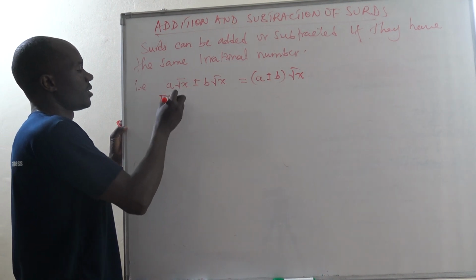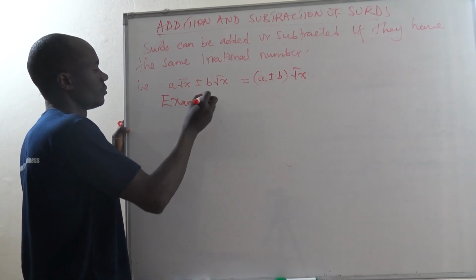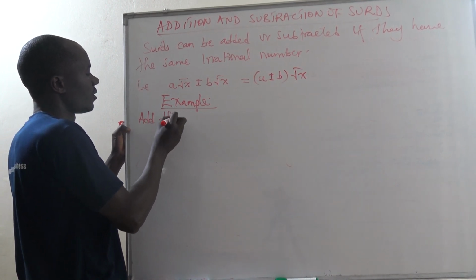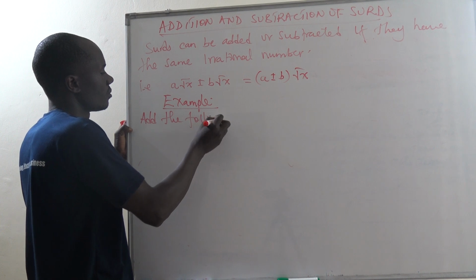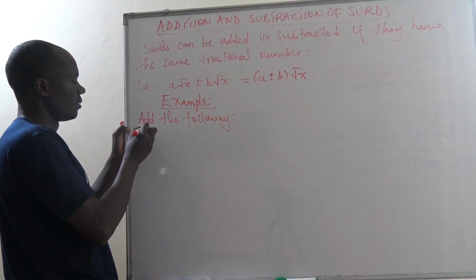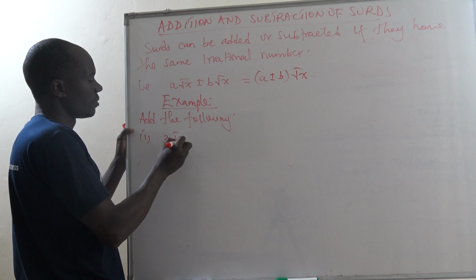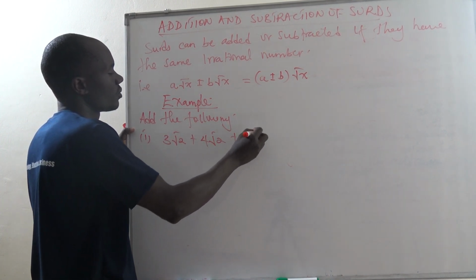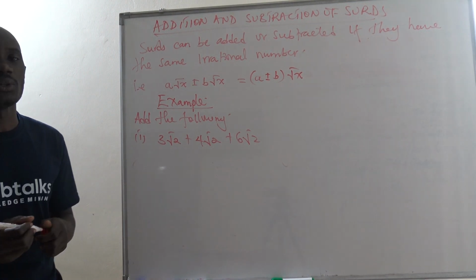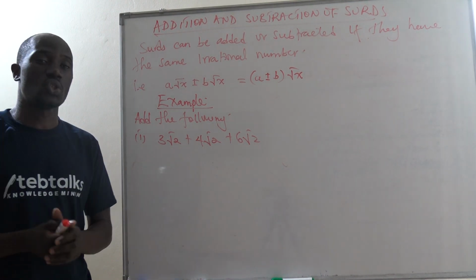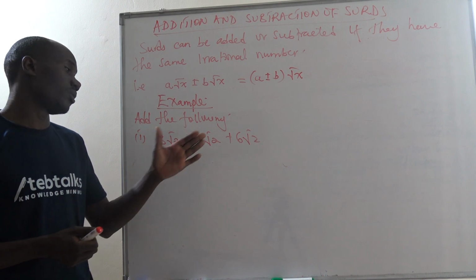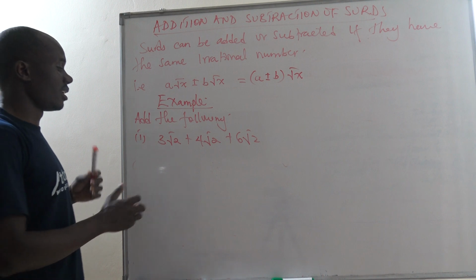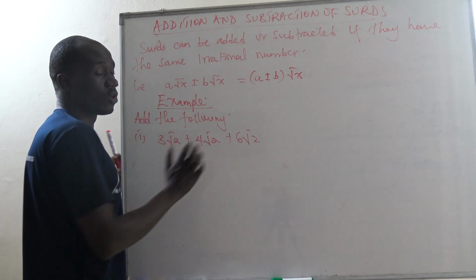You can take examples. Add the following. Roman 1, 3 root 2 plus 4 root 2 plus 6 root 2. So you can see that our irrational number is root 2. A number which has no exact square root is called an irrational number. That means we have root 2. Now you can see that in the question, the root 2 is common everywhere.